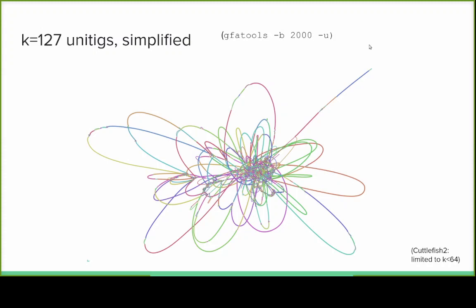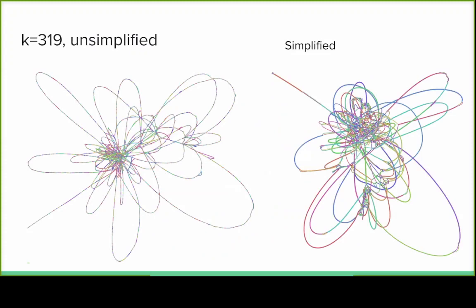I'll just note that I tried another competitor software for constructing the graph, Cuttlefish, which doesn't support large k values, so too bad. So we can do it with some effort. I tried with 300 just to see what it does.